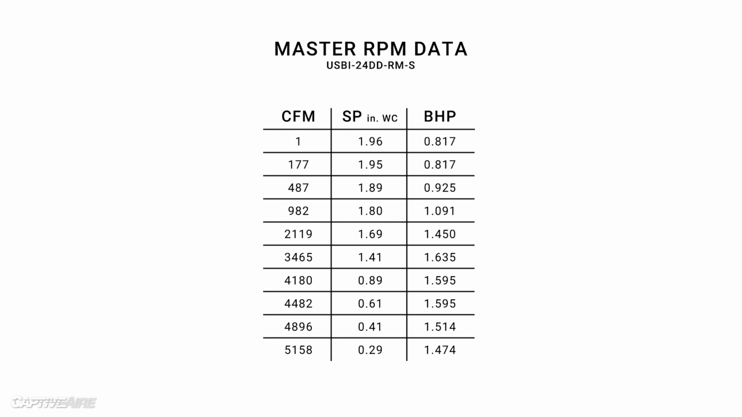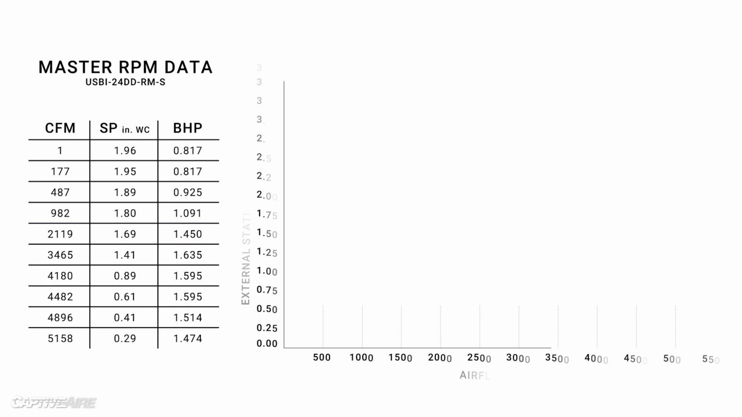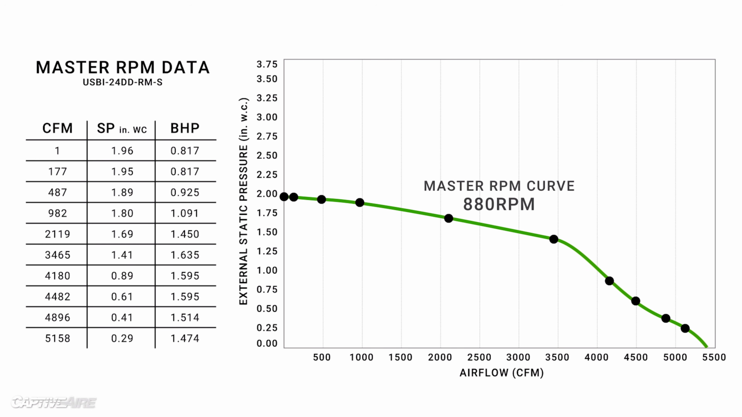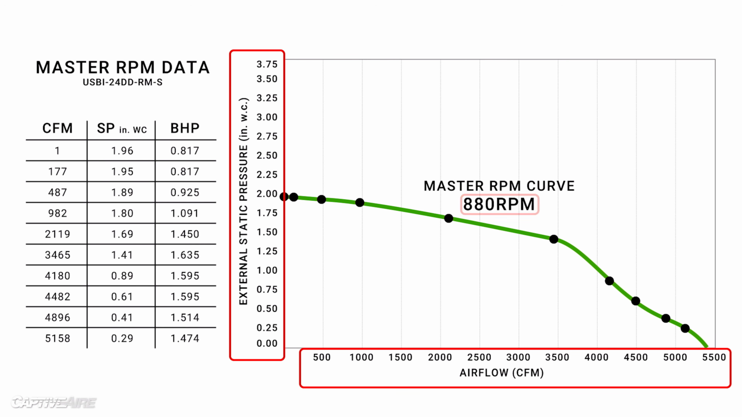Okay, so we've got our test data, which was gathered at a constant speed of 880 RPM. Let's develop this into a full fan performance curve. First, we're going to plot each point, looking at static pressure on the y-axis and resulting airflow on the x-axis. And if we connect the dots, we get a sort of curve. And so this is what we call our master RPM curve, which will tell us the relationship between airflow and external static pressure at one set RPM.